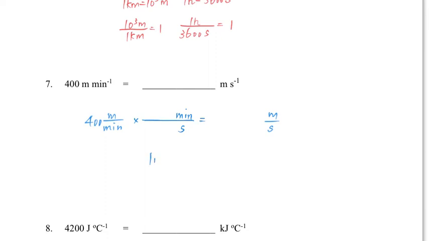Since 1 minute equals 60 seconds, 1 minute divided by 60 seconds should be equal to 1. And therefore the answer should be 6.67. Make sure that it is equal to 1.